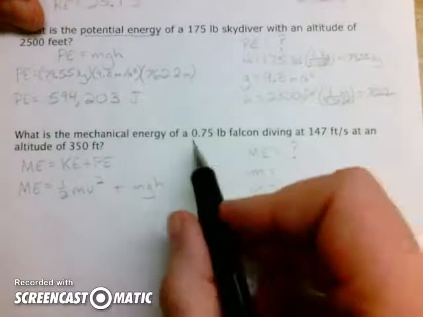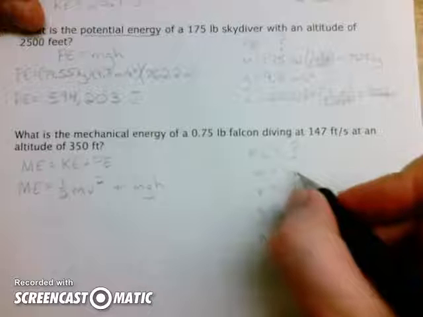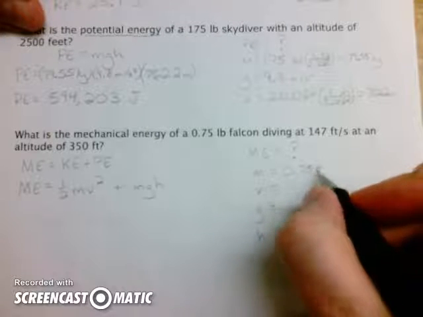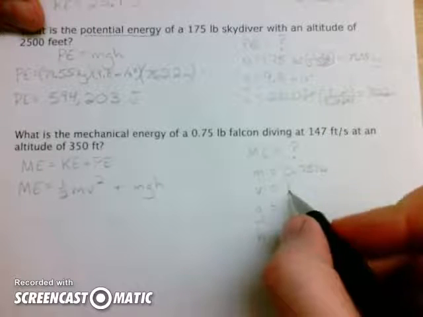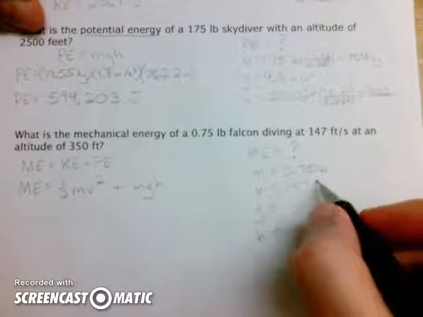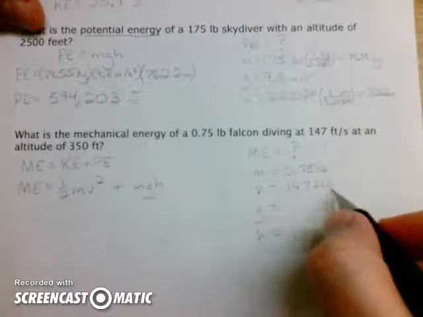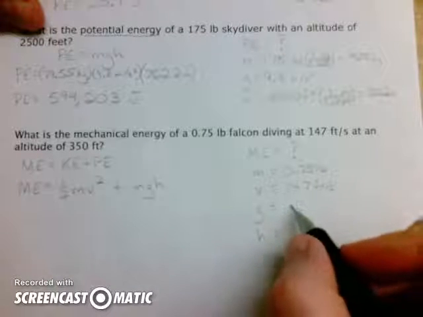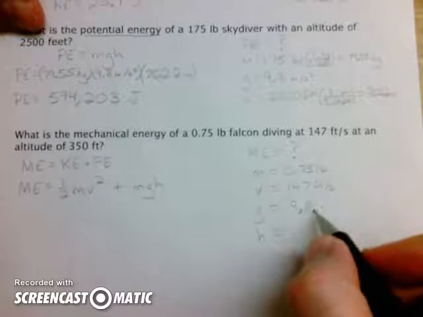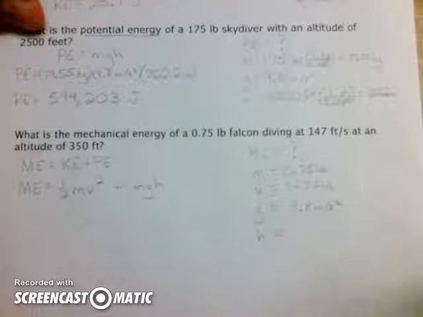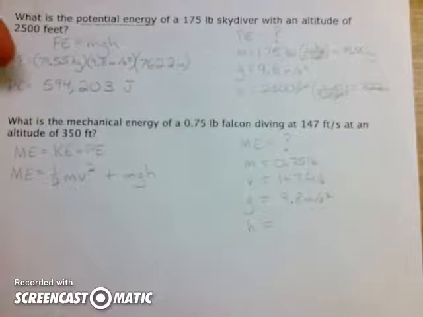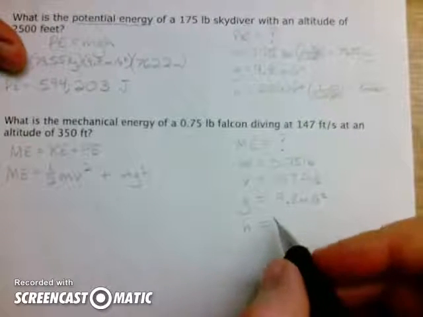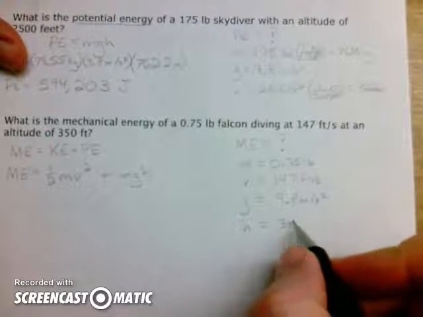All right, my mass is 0.75 pounds. I'll need to convert that to kilograms in a minute. My velocity is 147 feet per second. I'll need to convert that to meters per second. My gravity is 9.8 meters per second squared, always, unless I tell you that you're on the moon or something, and then I'll give you a different value for gravity. And H is 350 feet.